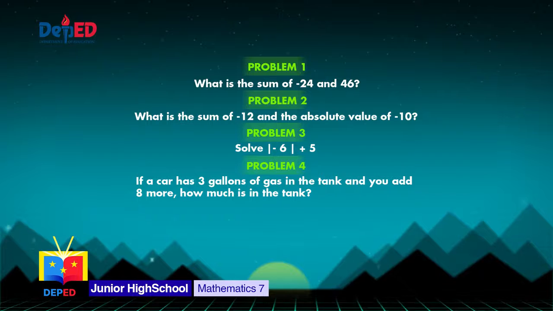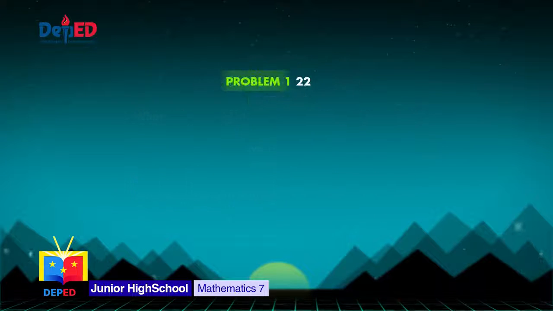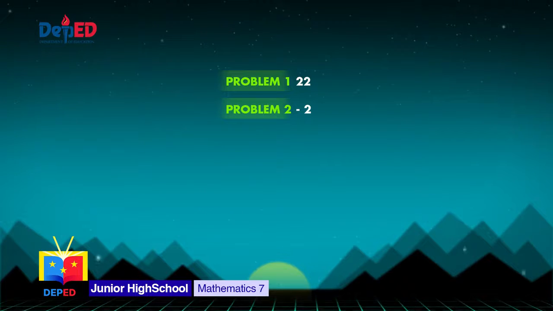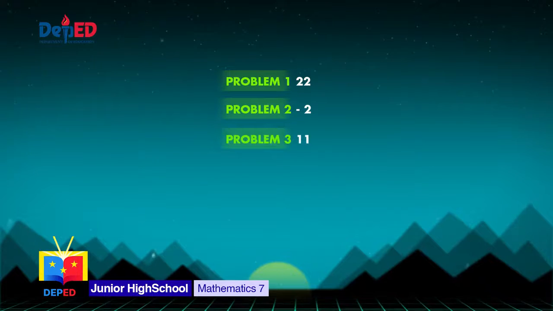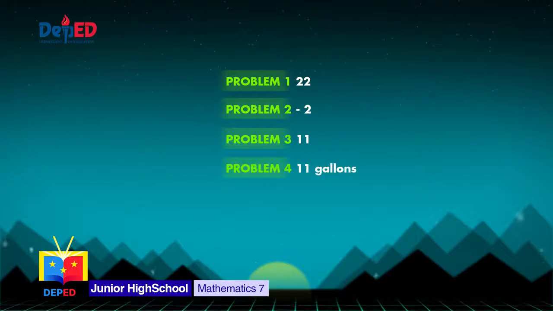Now, let us check your work. For problem 1, the answer is 22. Next, the answer in problem 2 is negative 2. For problem 3, the answer is 11. And for the last problem, the answer is 11 gallons. Did you get them all correctly?